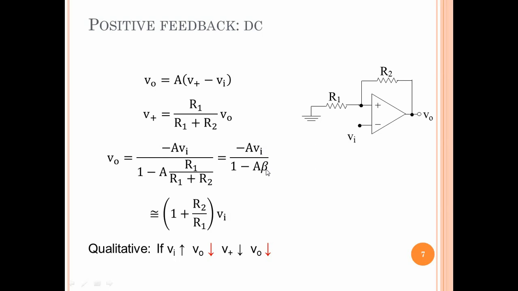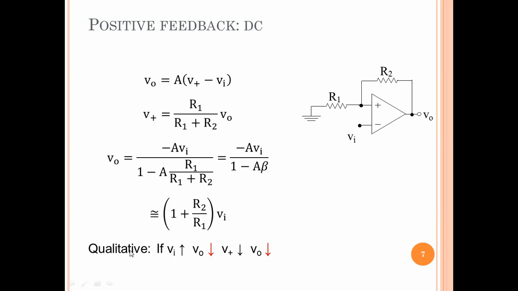Now again, if we assume fairly and justifiably that the magnitude of A beta is much greater than 1, then we can ignore the 1. Then the negative signs will cancel, the A will cancel, and we'll get apparently VO equal to 1 plus R2 by R1 into VI. In fact, the same result that we got for negative feedback. And interestingly, this is not correct, and we'll see why this is not correct. And this is the part that does not really get discussed in most textbooks. Honestly, I don't know if Sedra and Smith discusses this or not.